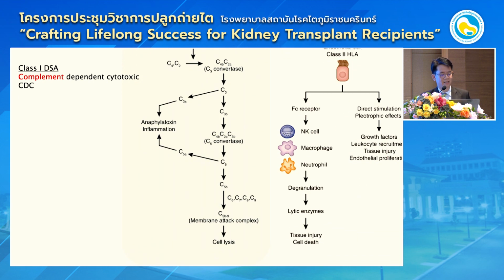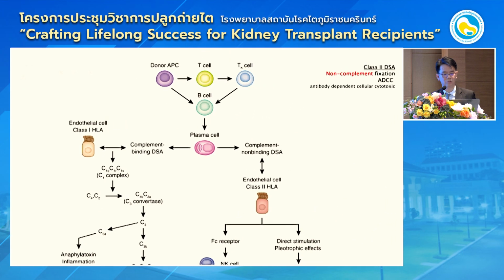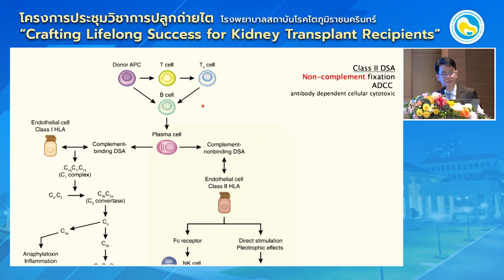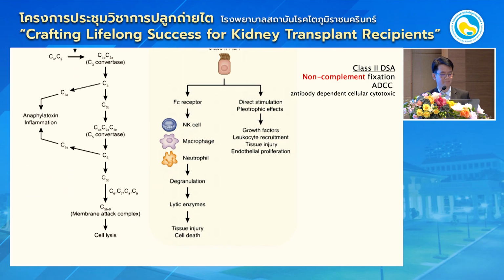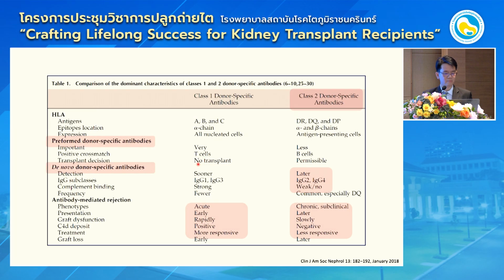Shown here, this is the classic class 1 that causes rejection. The DSA can fix the complement, and this can cause rejection and show C4d positive, compared to the class 2 antibody, where most go through antibody-dependent cellular cytotoxicity, and many cells come to the graft, and sometimes this causes C4d negative rejection.